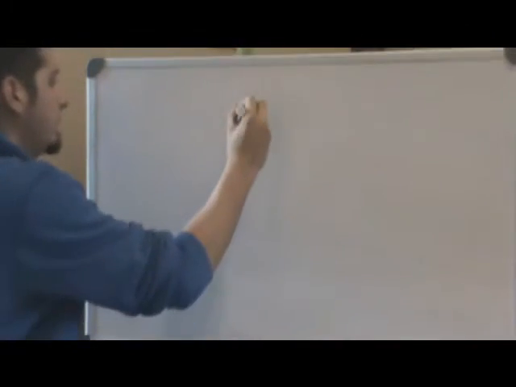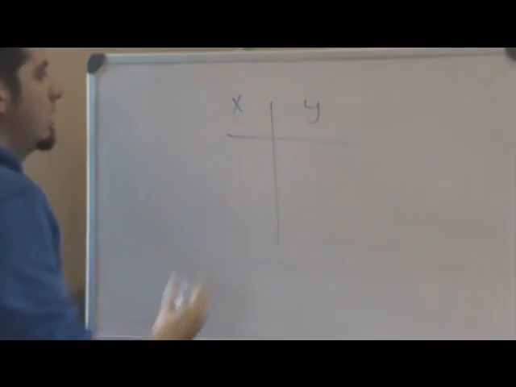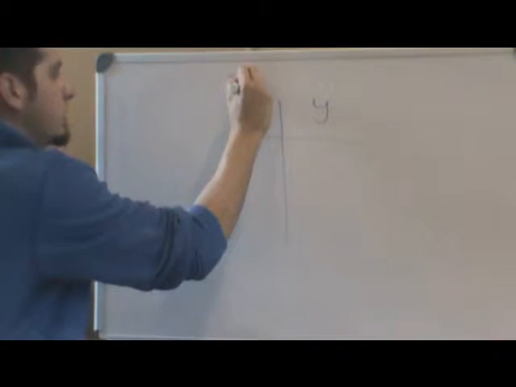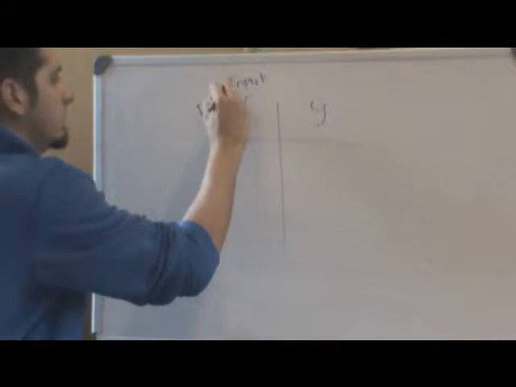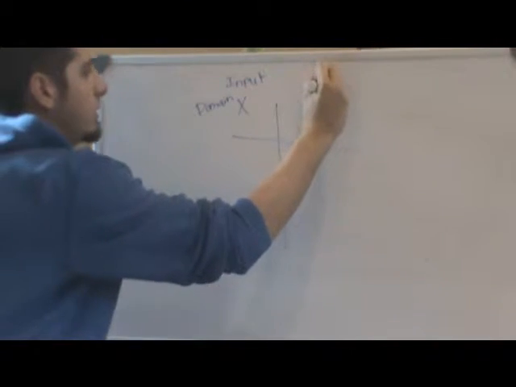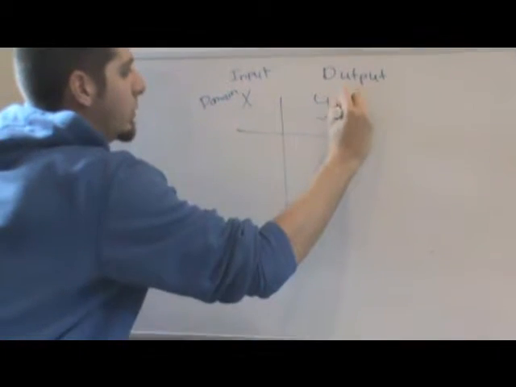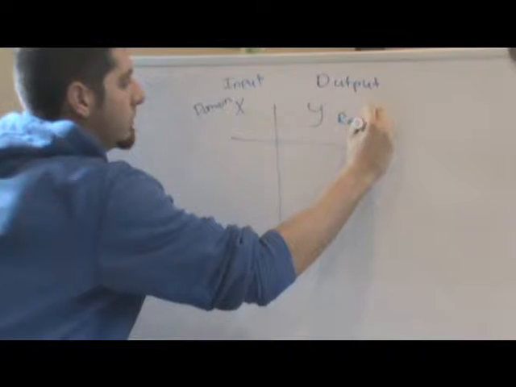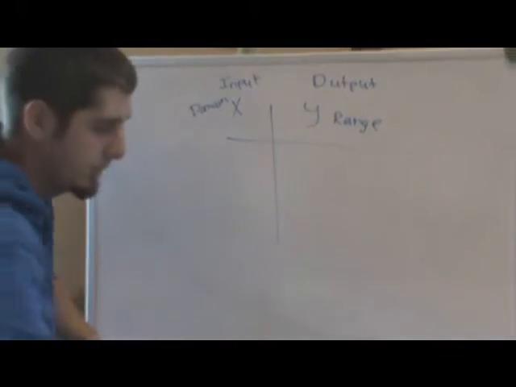And another quick recap here. When you have the x and y columns, you could also call this the input or the domain. You call this the output or the range. Okay.